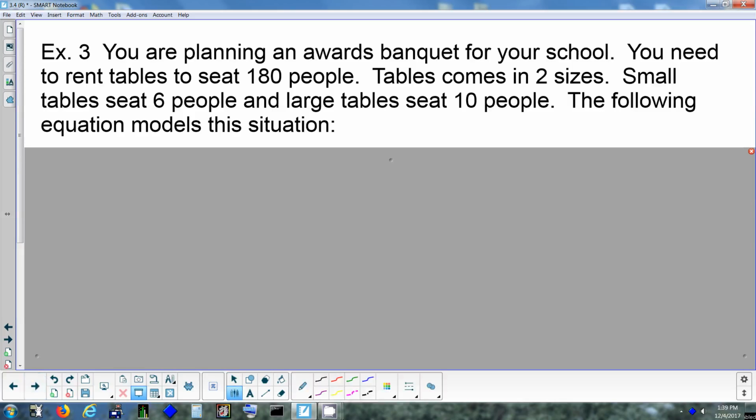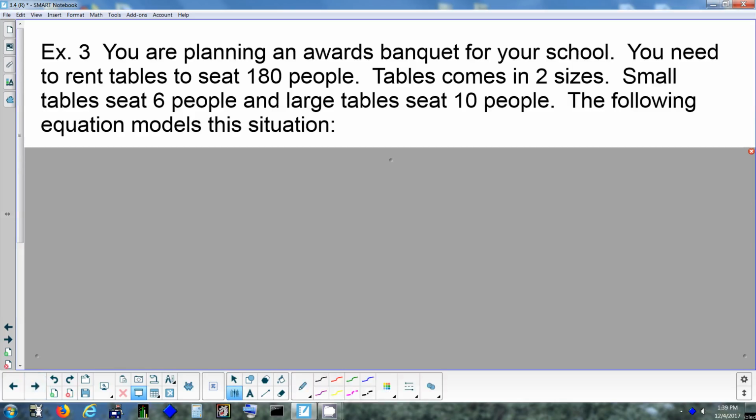Okay, guys, so while Mr. Roy is passing out the notes, I want you to read the problem. Okay, it says you're planning an awards banquet and you need to rent tables to seat 180 people. Okay, there's two size tables you can rent. You can rent small tables, or you can rent large tables.